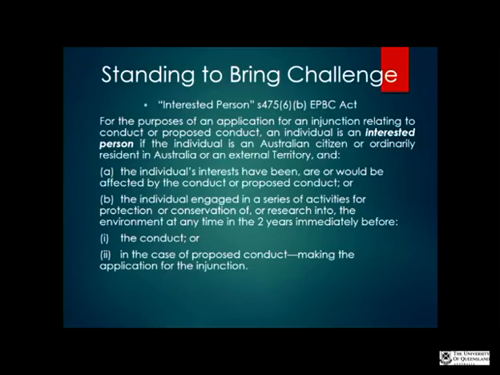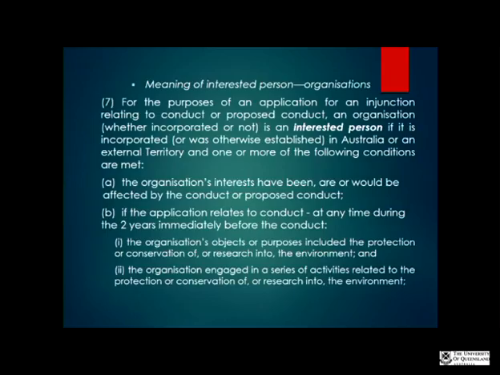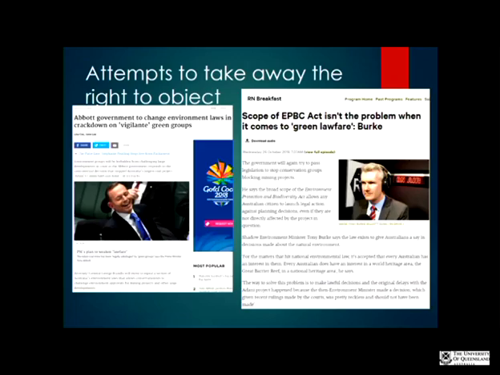So we looked at Carol Booth last week. She was someone who had been actively researching in the area, and so she used that to apply to be an interested person to challenge those terrible electrocutions that were happening to the flying foxes. Organisations can also apply, same concept. They need to have had the objects or purposes of the organisation be for the protection or conservation of the environment, and they have to be engaged in activities related to the protection or conservation of the environment, and so on and so forth.